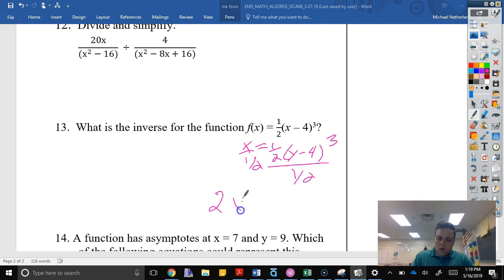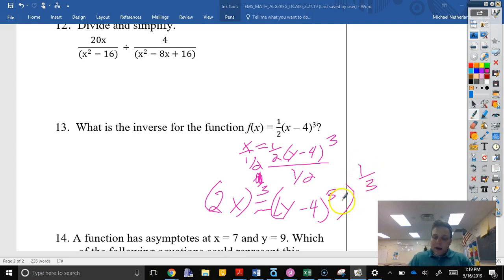So I get 2x equals y minus 4 cubed. Okay? So now I want to get rid of the power of 3. So I'm going to raise both sides to its reciprocal, because that's how we get rid of a power we don't want. To undo a power, we raise it to its reciprocal, because powers raised to powers multiply, so those cancel. So I have 2x raised to the 1/3 equals y minus 4.